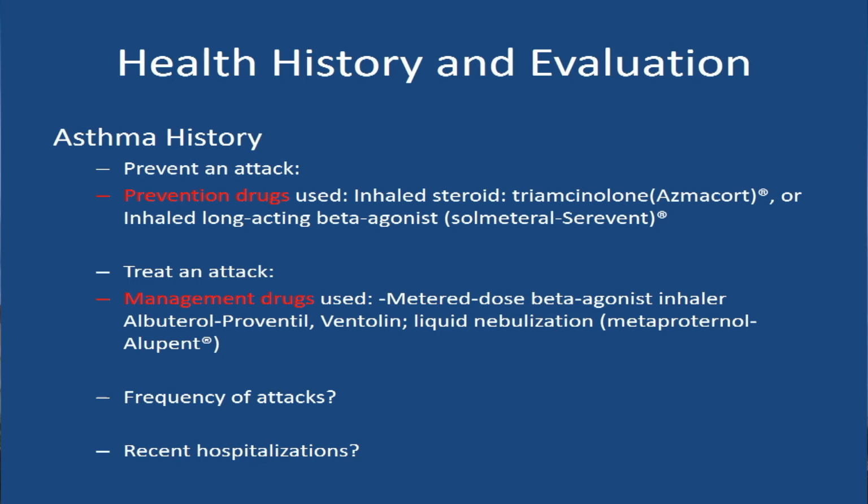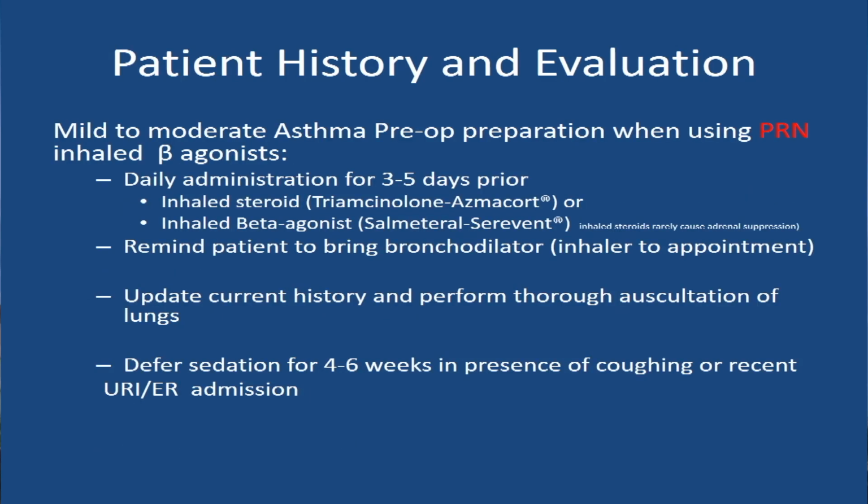What is the frequency of the attacks? And remember, we talked about the persistent versus intermittent attacks and the mild, moderate, severe asthmatics and determining which ones. So looking at the medications that they take will help you determine exactly the nature of the asthma that's going on. And recent hospitalizations: were they hospitalized because of the asthma or for some other reason, and how was it handled? Were there any apneic episodes when they were in the hospital?